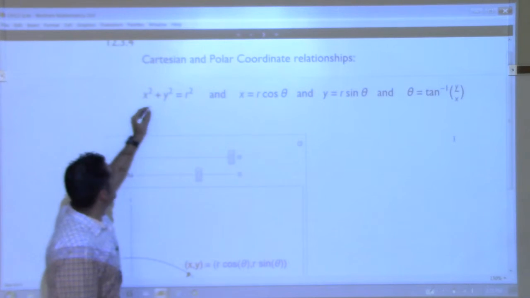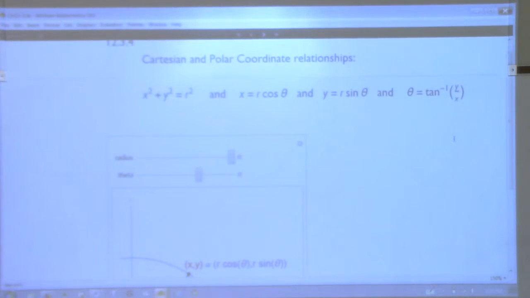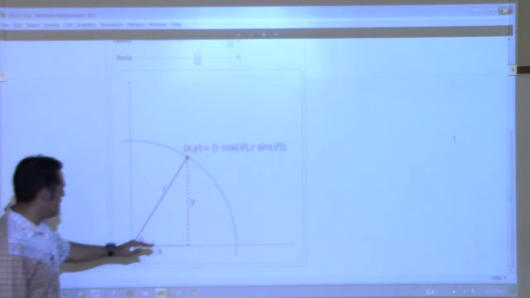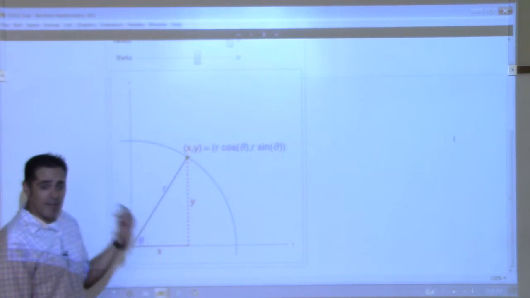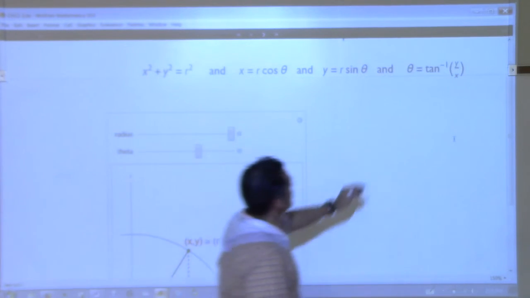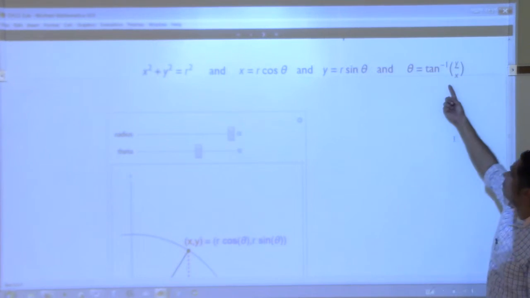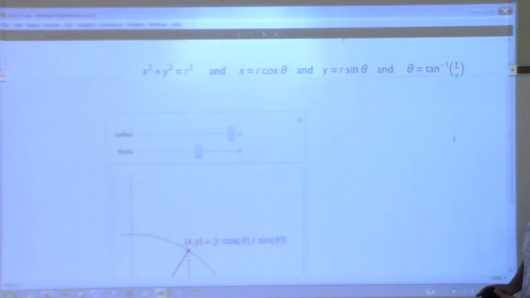But why is this true? Right here, x squared plus y squared is r squared. That's a right triangle, right? Pythagorean. x squared plus y squared is r squared. So we have that relationship. We also have this relationship here that if you want to know the angle, then this is how you get the angle. And that's just, again, off the right triangle.